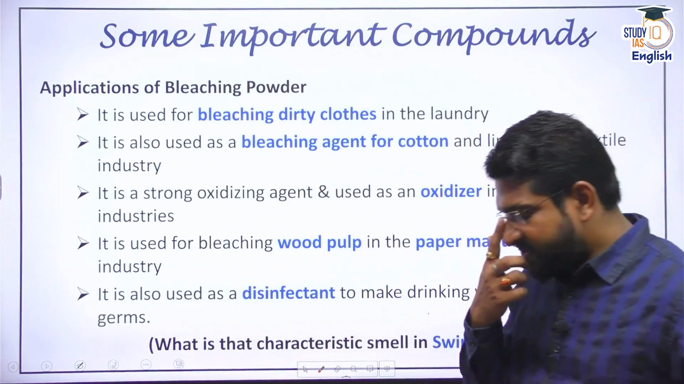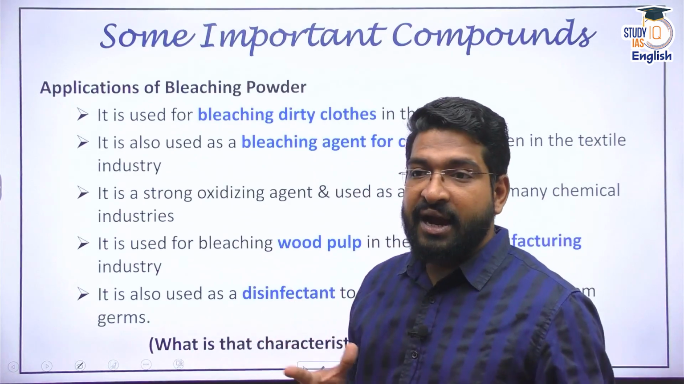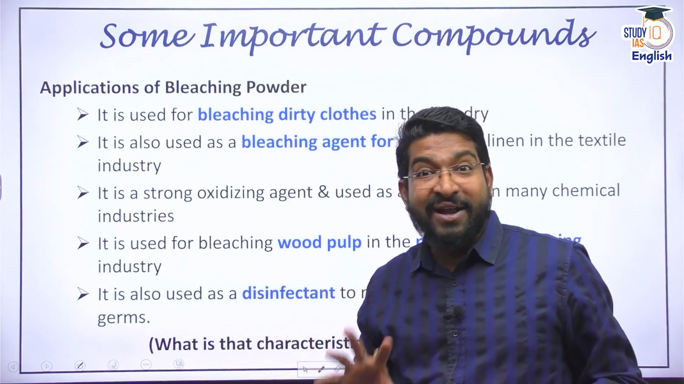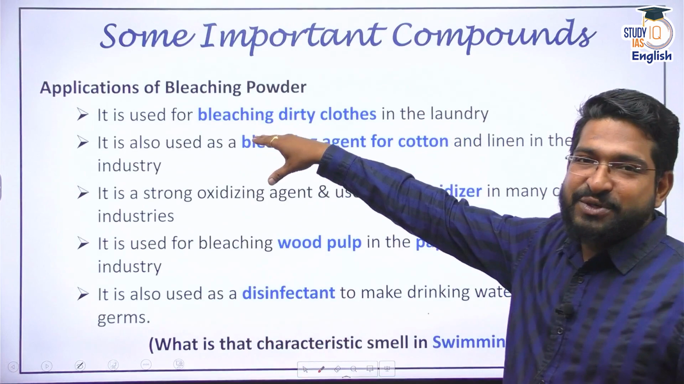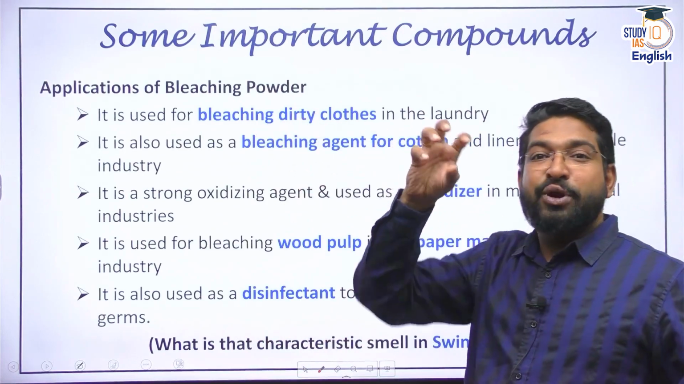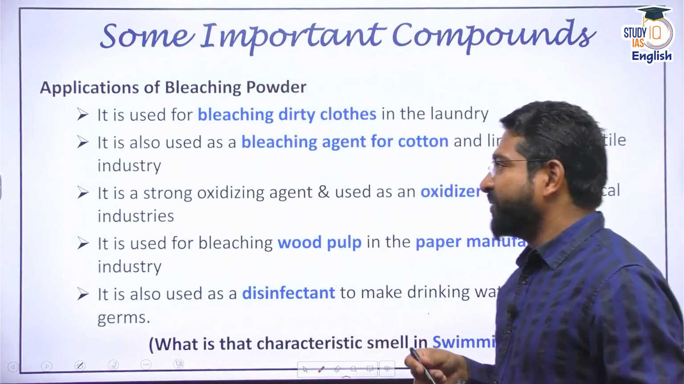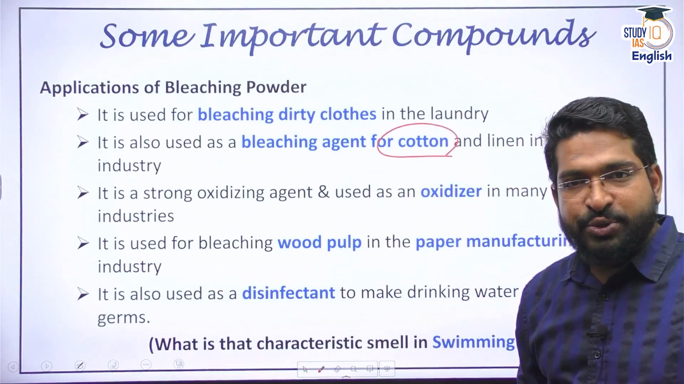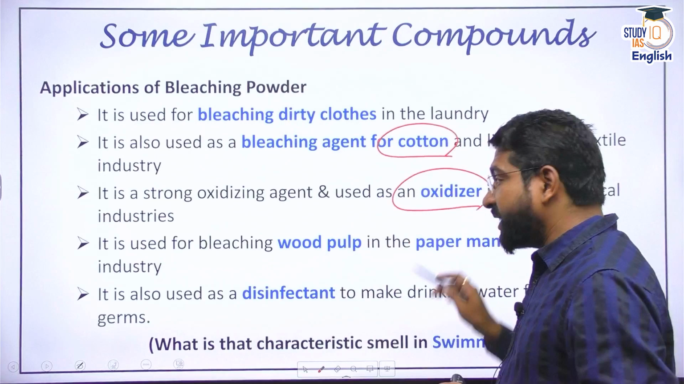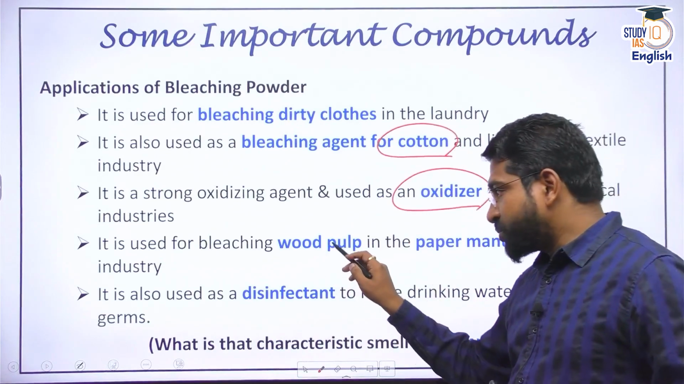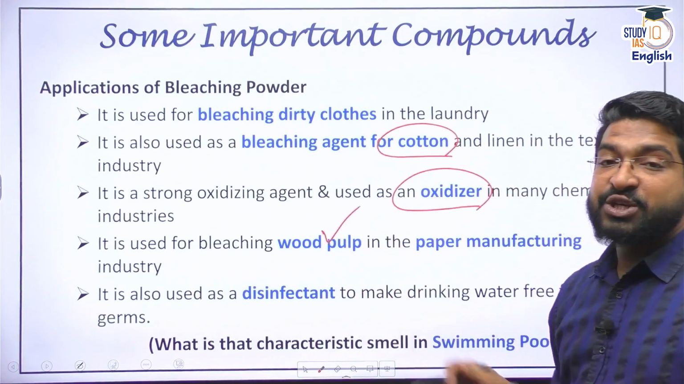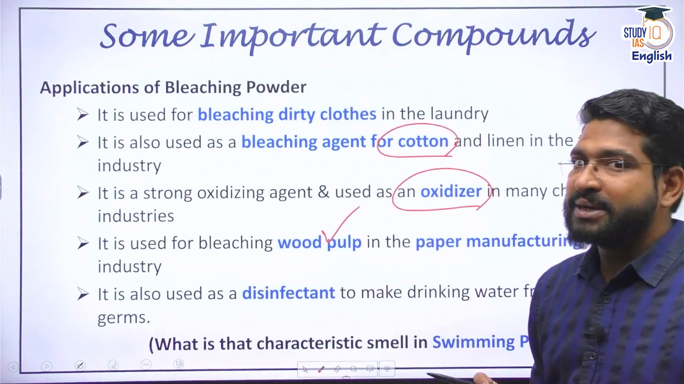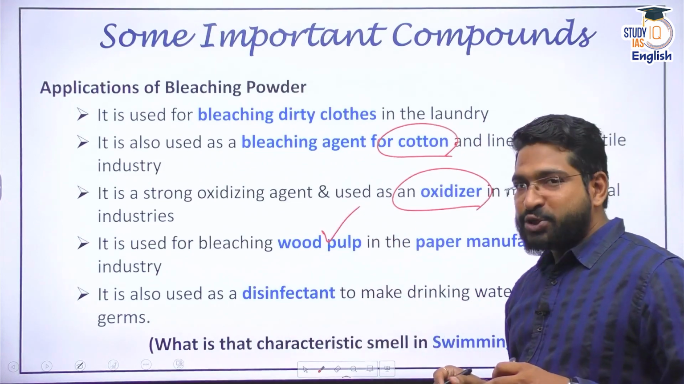Bleach, you must have seen that ad, right? Vanish the white bleach. It says it has a lot of oxygen molecules. It has chlorine as well. We use it as a bleaching agent for cotton, for clothes. Bleaching powder is also used as oxidizer in many chemical industries. It is also used to bleach the wood pulp in creation of paper. You have white paper, exactly. So wood pulp is bleached with bleaching powder itself.